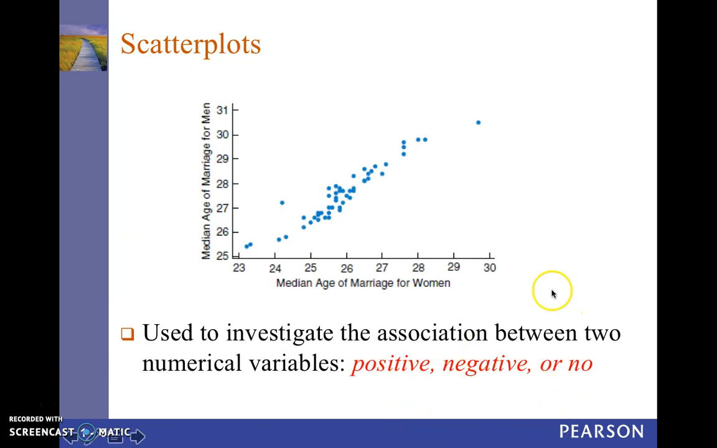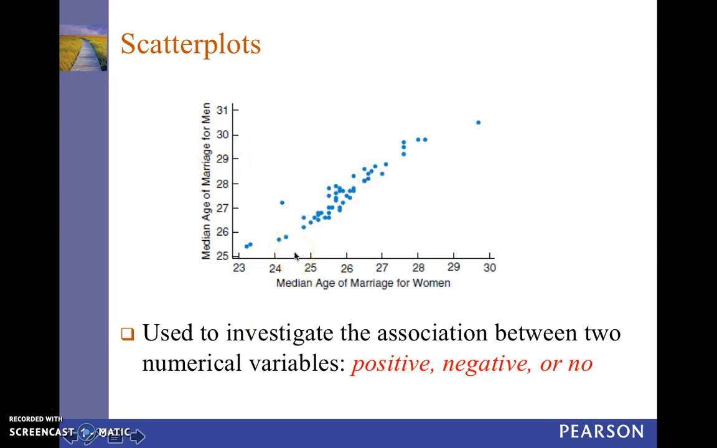Okay, so in terms of scatter plots, here's an example of a scatter plot that looks at the median age of marriage for women and median age of marriage for men. So each of these dots would basically represent some location, country, municipality, or the like. Okay, and so we would use a scatter plot to give us a feel for the association between two numerical variables. Now, I want to underline this idea of numerical variables. You would only do a scatter plot on two variables that are numerical, right? So if either one of these were, say, categorical, this would not be the graph to use.